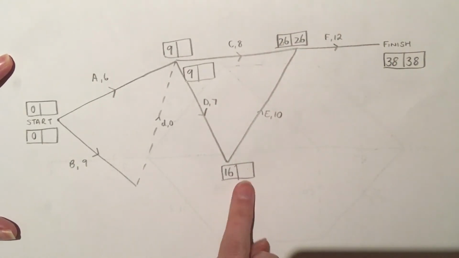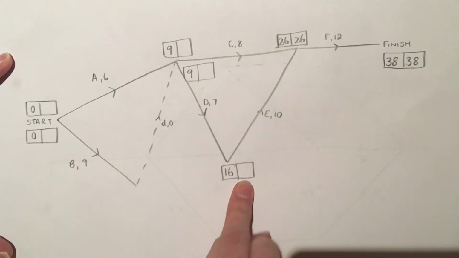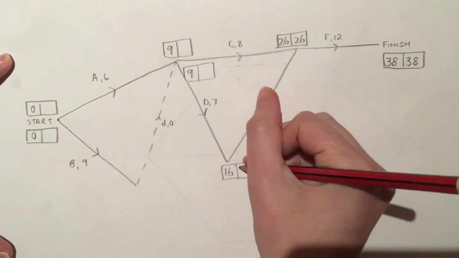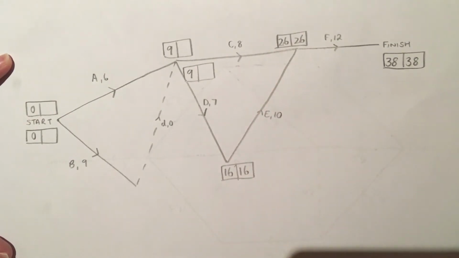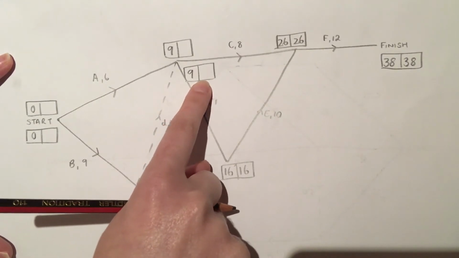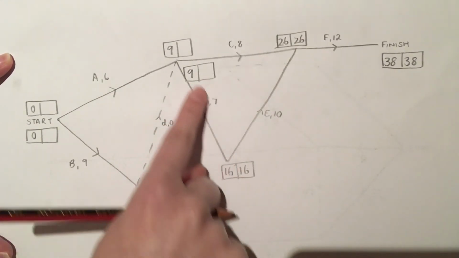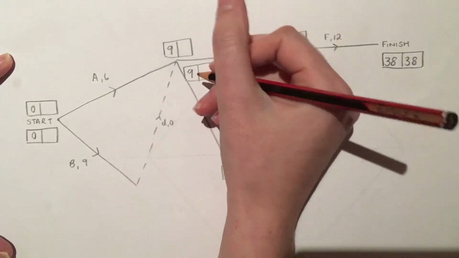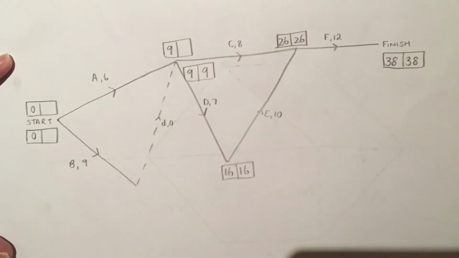If I want to find the box for E, I have to travel backwards on E. So I'm going to go from 26 backwards 10, so 16. To get to box D, I have to go backwards on D. So I'm going to go from 16 backwards 7 to get 9.